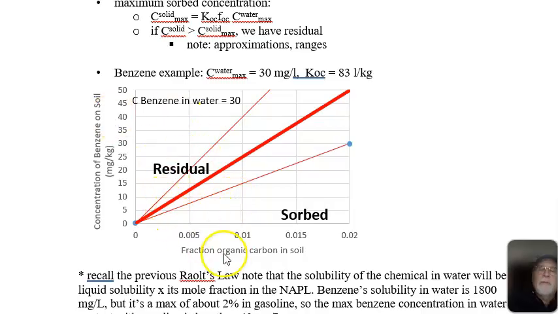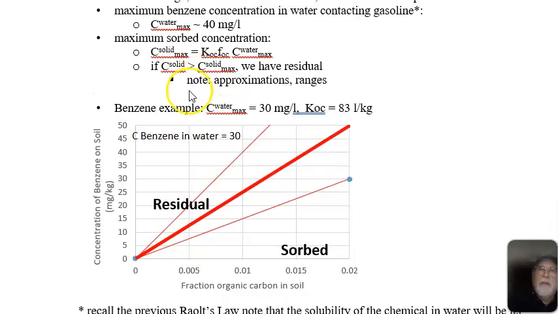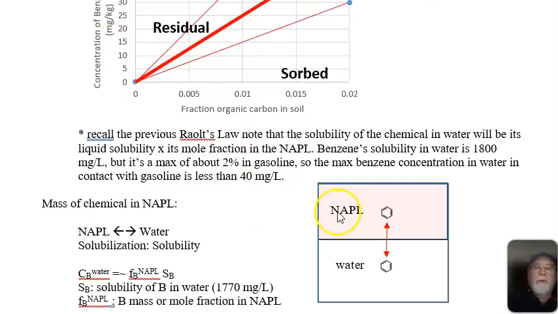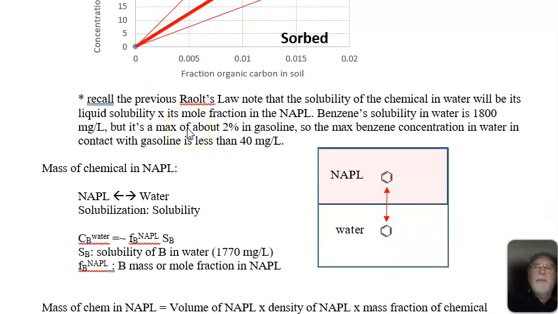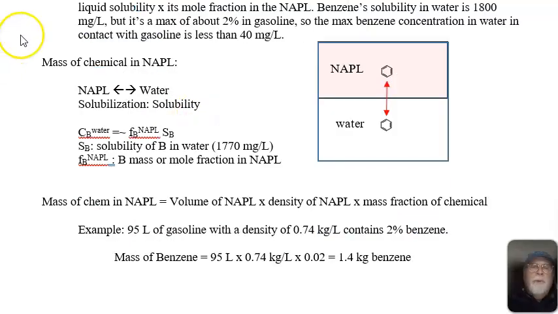So I'm just showing that here. Depending on the organic content in the soil, if we get a concentration that's higher than expected from our adsorption, we have some free product there. This is where I got that 40 number from. We said 10 to 20 is pretty typical, but just for a max, I'll take 40 up there. So we're about to calculate the mass of the chemical in the NAPL.